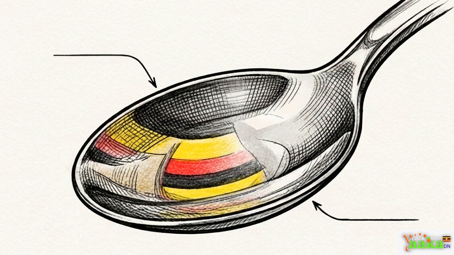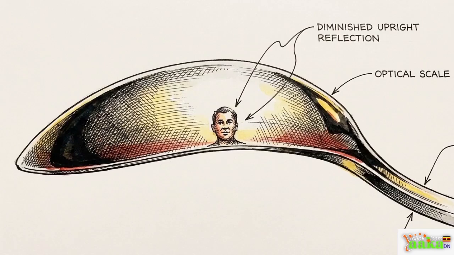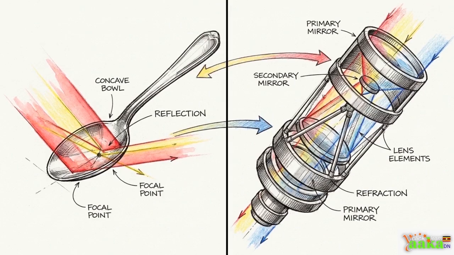When was the last time you looked into the hollow bowl of a shiny stainless steel serving spoon? If you hold it far enough away, you see a clear reflection of your own face, completely upside down. But if you flip that spoon over and look at the bulging back, the reflection immediately snaps upright and your face looks tiny. This simple piece of kitchenware behaves exactly like a scientific optical tool.